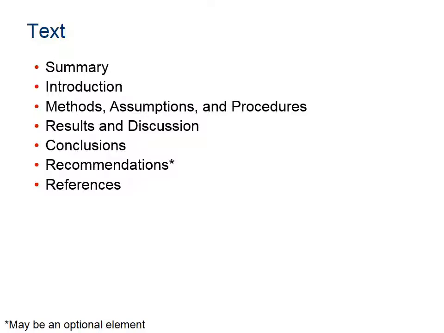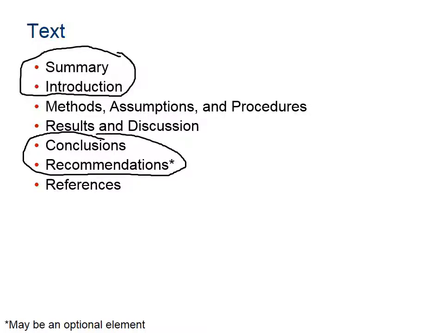So like front matter, the text portion includes several different sections. It's going to have a summary and introduction, and quite honestly, this is where I differ a little bit. I usually put these things together. And then at the end, similarly, I usually put conclusions and recommendations together. So we'll talk a little bit about each of those and what ANSI says and kind of what I say.